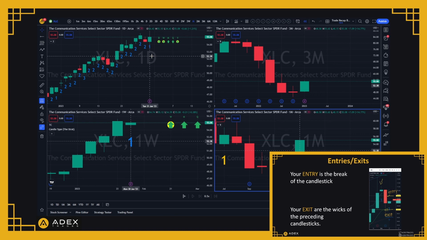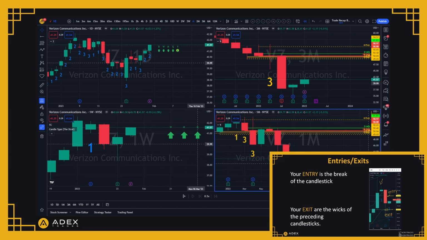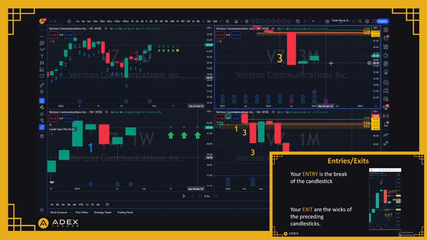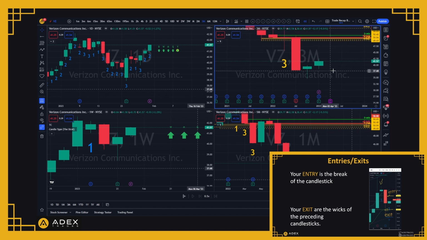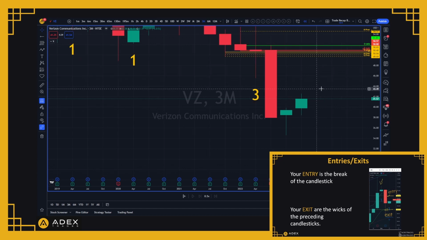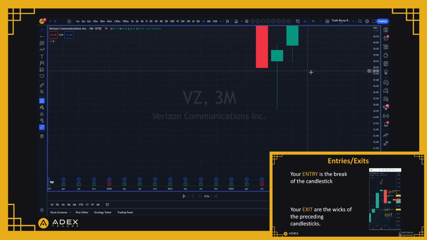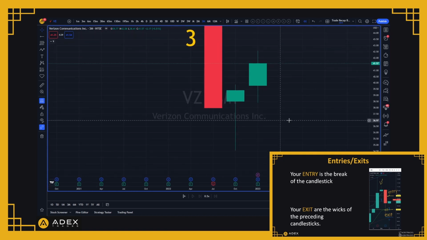Then I go to VZ, and I see that VZ had an actionable signal. The first thing I noticed for VZ was that it already triggered a 2-2 reversal on the quarter. Remember, each candlestick tells a story. What does that mean? Buyers are here on the quarterly time frame. We are also coming off of a hammer quarter.